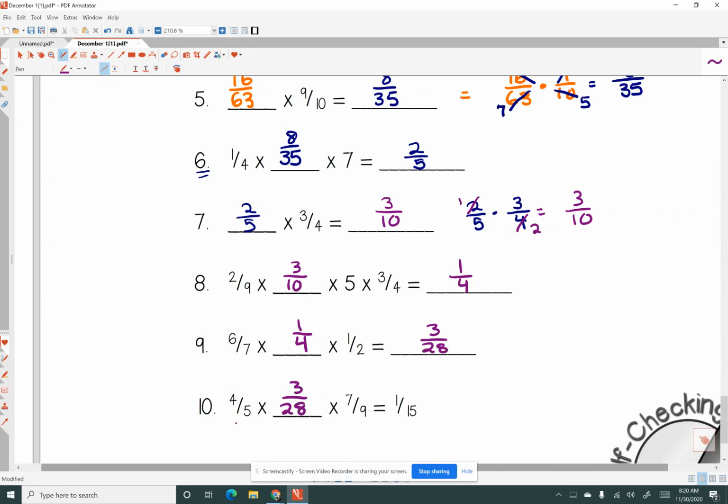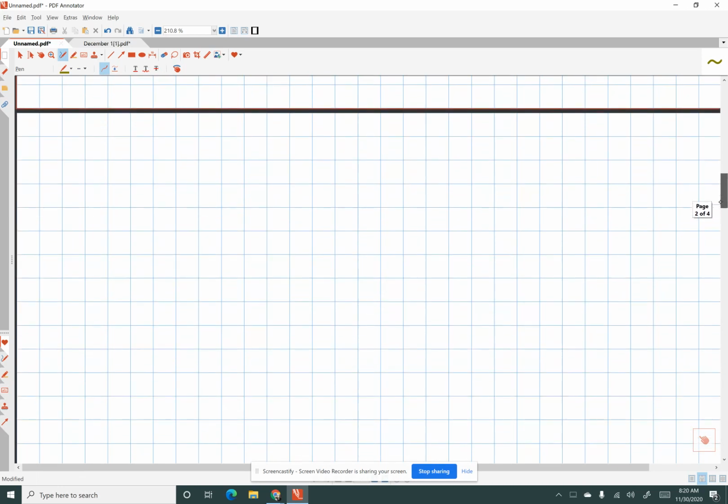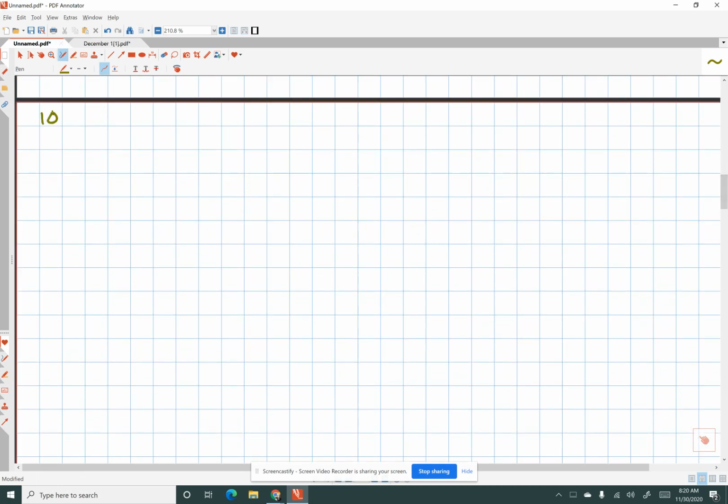And now what's left is to multiply 4/5 times 3/28 times 7/9 to see if we get 1/15. So let's get some fresh paper and do that. So 4/5 times 3/28 times 7/9. And I think I'm going to do the second two numbers first. Multiplication is commutative. Order does not matter.